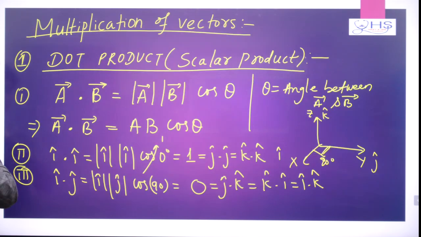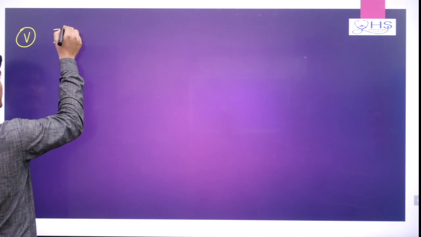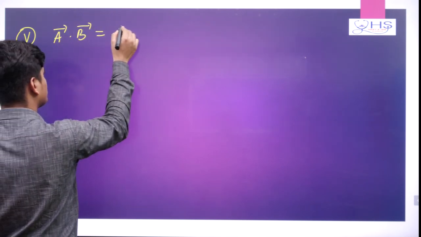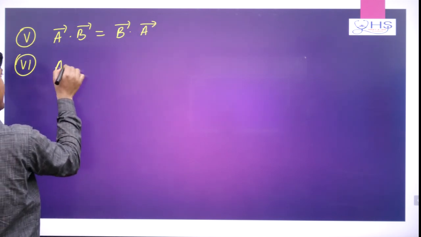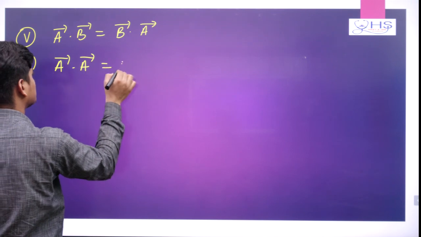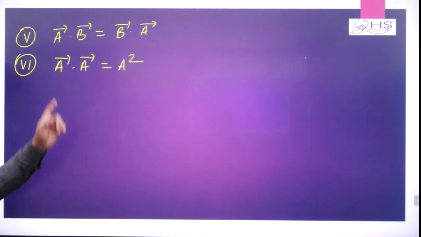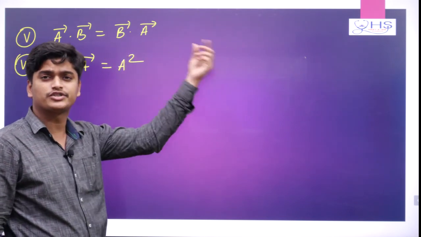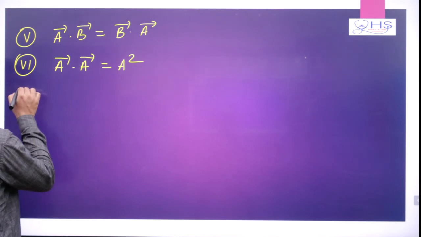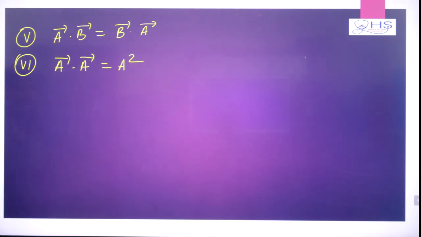Okay, so now understand the next thing. If you do A vector dot B vector, that is the same as B vector dot A vector. If you do A vector dot A vector, then you will get A square. Remember, A vector dot A vector is A vector magnitude into A vector magnitude into cos 0. So that's why it will come A square, and cos 0 is 1. So A dot B equals B dot A, and A dot A equals this one.